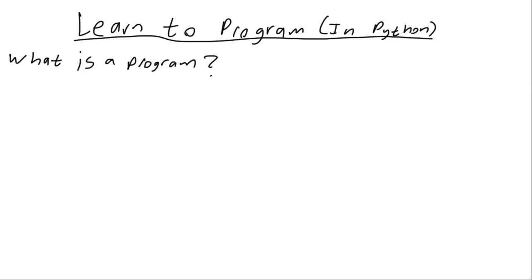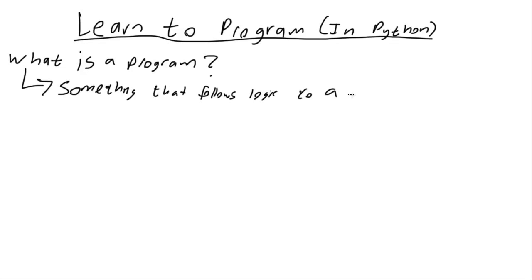So what is a program? If I were to define this, I would say that it's something that follows logic to achieve a purpose. And so something that follows logic to achieve a purpose. I think this is very important, and I think the most important word here is logic.